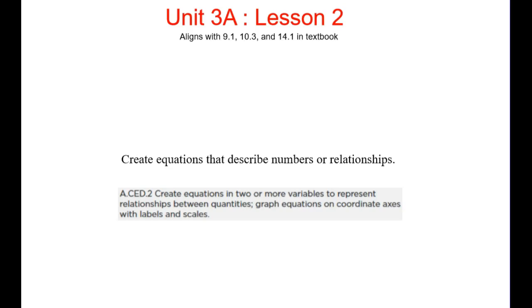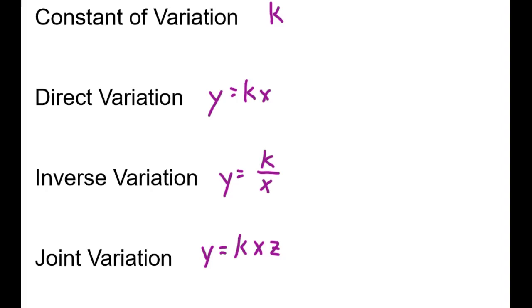Unit 3A, Lesson 2. In this lesson, we're going to discuss different types of variation, working with those equations, and then we're also going to graph many different types of equations, looking at special points or special characteristics for each of those graphs. First, we're going to discuss the different types of variation. There's direct, inverse, and joint variation.